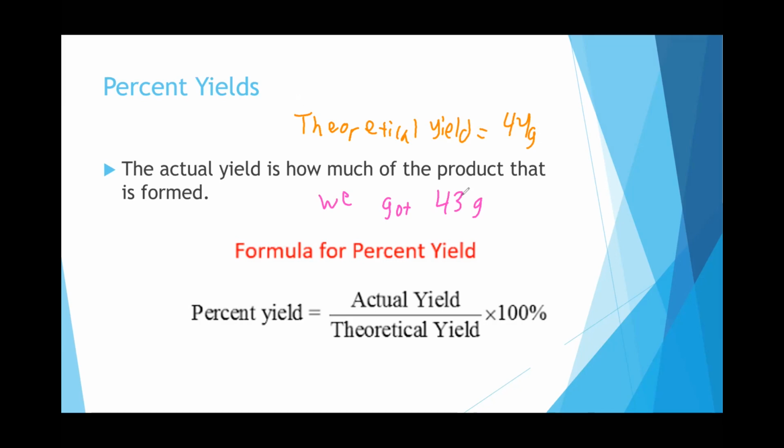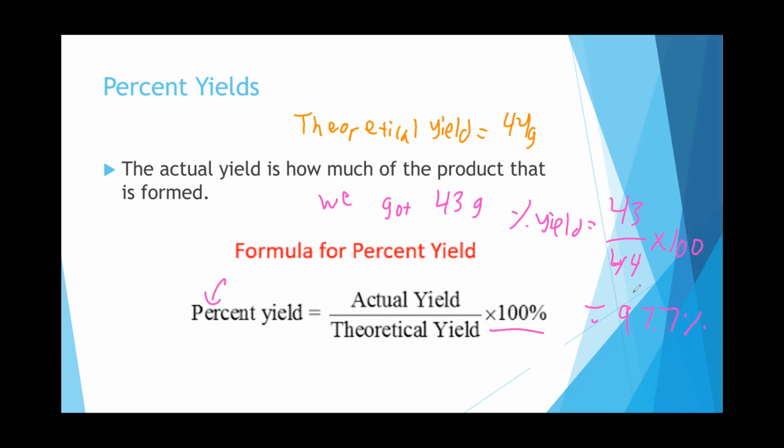So the percent yield is the actual over the theoretical times 100. The reason we times 100 is because we want to make it a percent. So percent means we have to multiply it by 100. So let's calculate our percent yield for this. So it's the actual over the theoretical, which is the actual is 43, the theoretical is 44, and we multiply it by 100. So the answer we get is about 97.7%. So that's a percent yield.